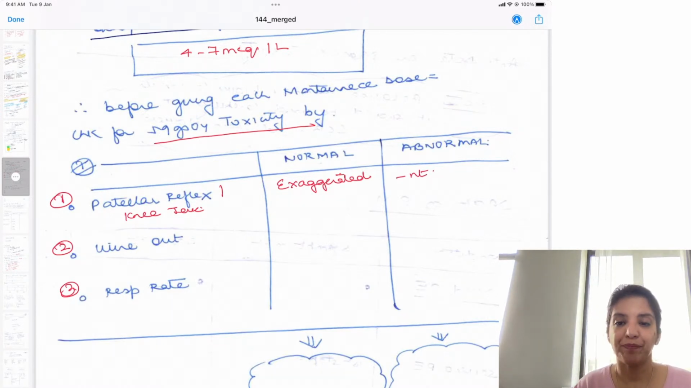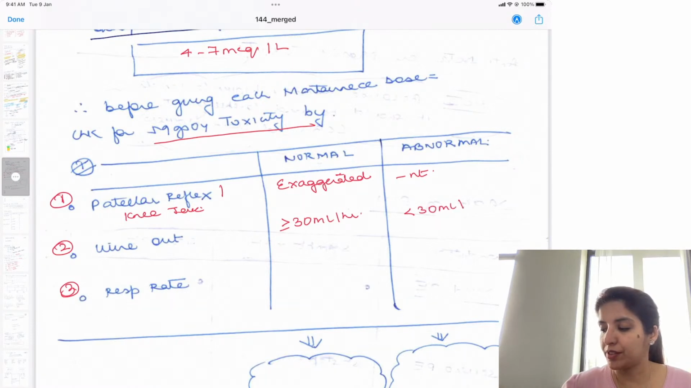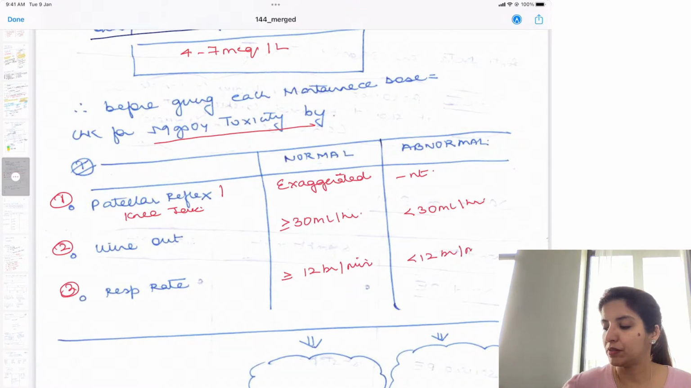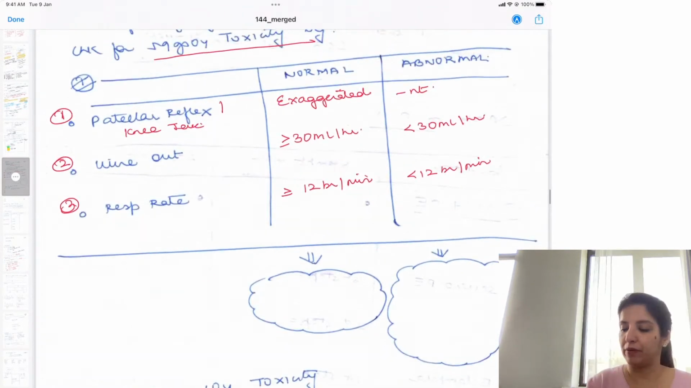Right? Then urine output. Normally urine output should be more than or equal to 30 ml per hour. If it is less than 30 ml per hour, it is abnormal. Respiratory rate should be more than or equal to 12 breaths per minute. If it is less than 12 breaths per minute, then that is abnormal. Now, if everything is normal, then you will give maintenance dose.